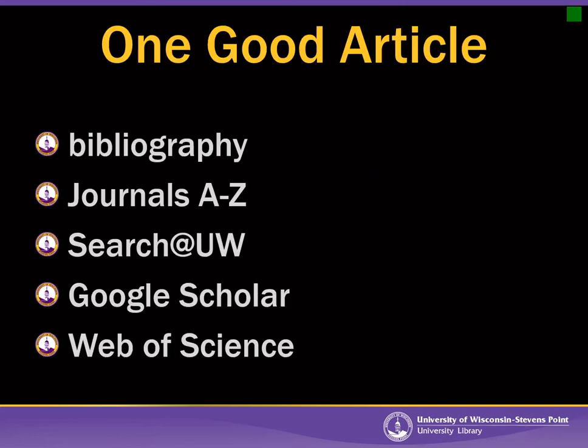Just to recap, if you find one good scholarly article on your topic, these resources will help you find additional sources on that same topic. You now have the skills to find dozens, hundreds, thousands, even tens of thousands of additional sources, all stemming from that original one good article.